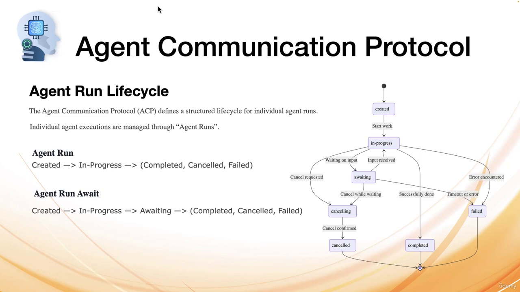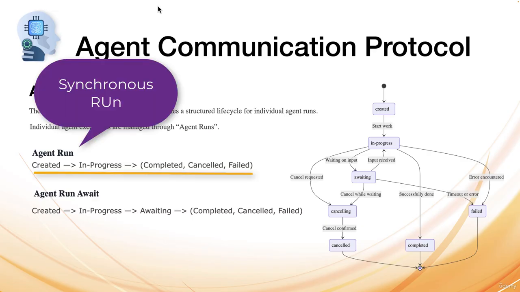Now that we have coded two simple ACP servers and ACP clients, it's a good time to learn about Agent Run Lifecycle. The Agent Communication Protocol, or ACP, defines a structured lifecycle for individual agent execution, and individual agent executions are managed through agent runs. Predominantly, there are two types of agent runs. One is that you create the agent, it makes some progress, and then it completes or fails or gets cancelled.